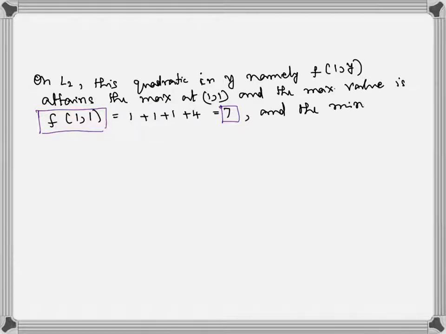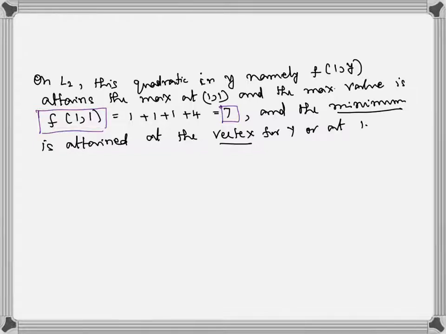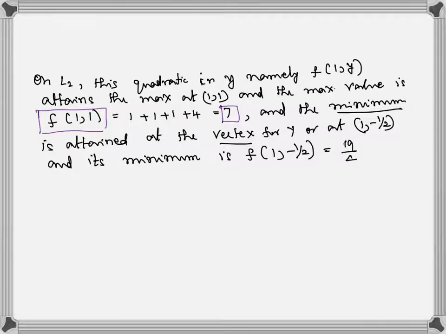Then where is the minimum occurring? As I said earlier, it's going to happen at the vertex corresponding to y equals -1/2, but x doesn't change on L2. It is still x equals 1. So it is attained at (1, -1/2), and the minimum value is f(1, -1/2), which is 19/4. So we got on L2 what the maximum is and what the minimum is.